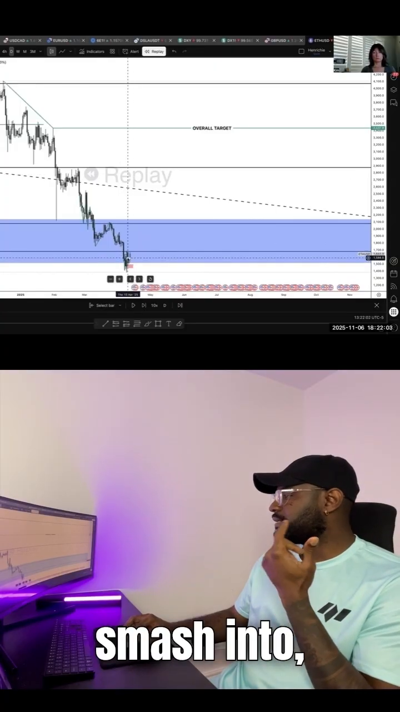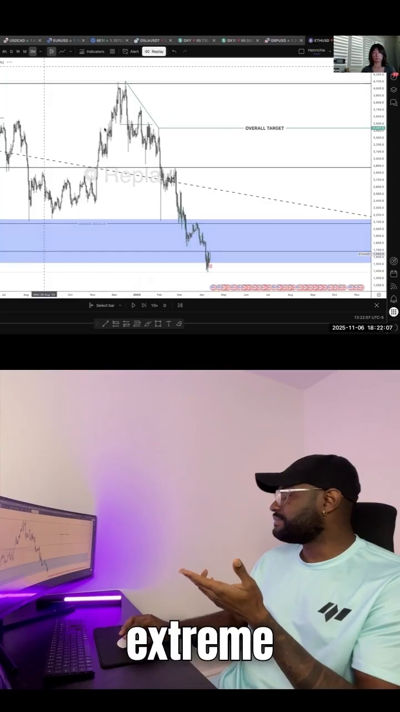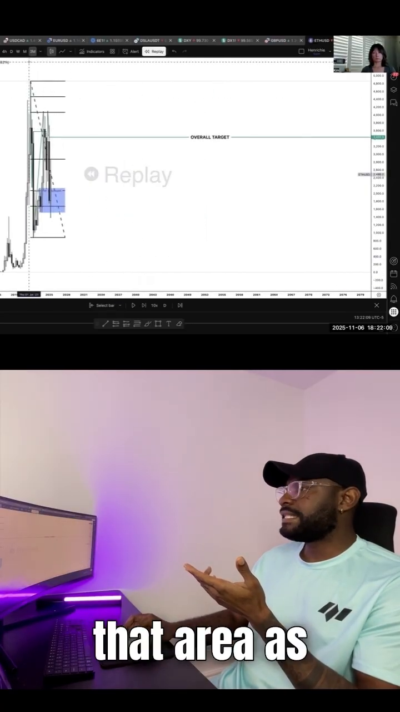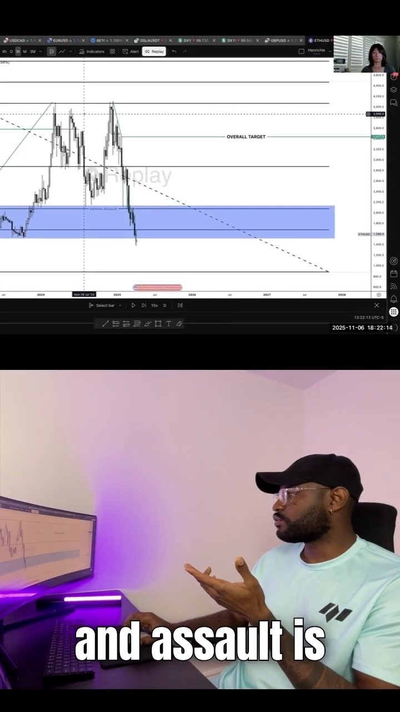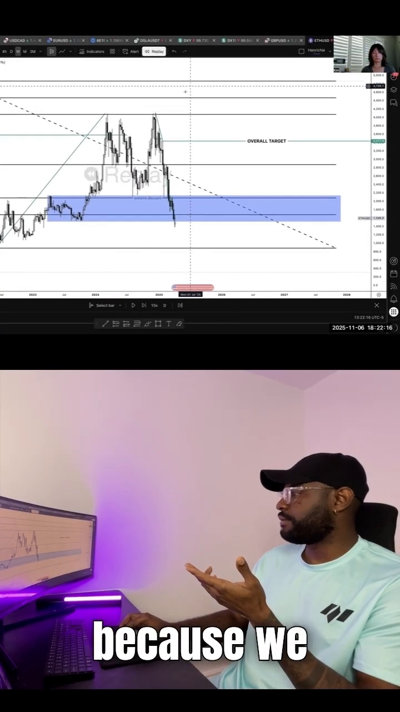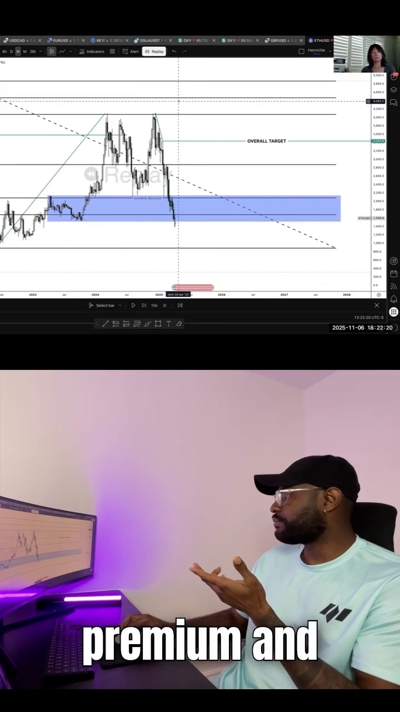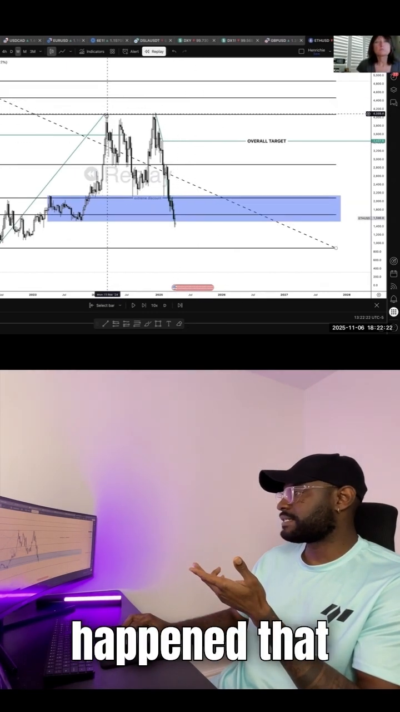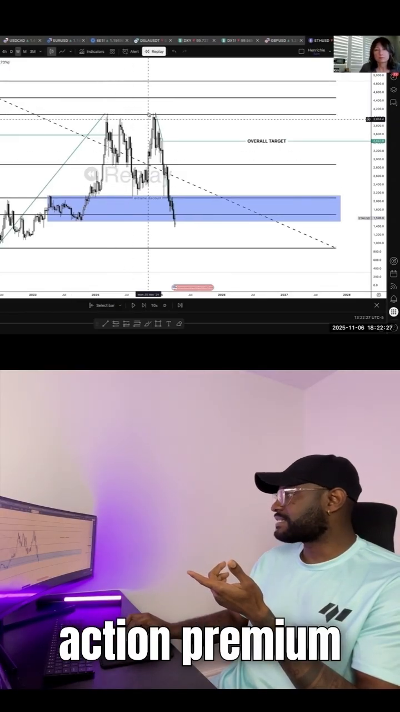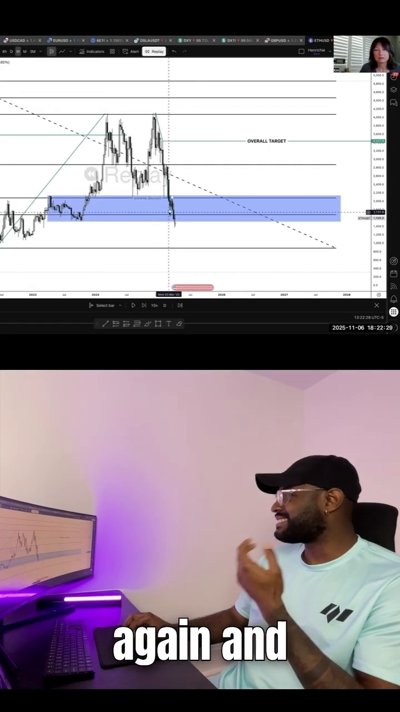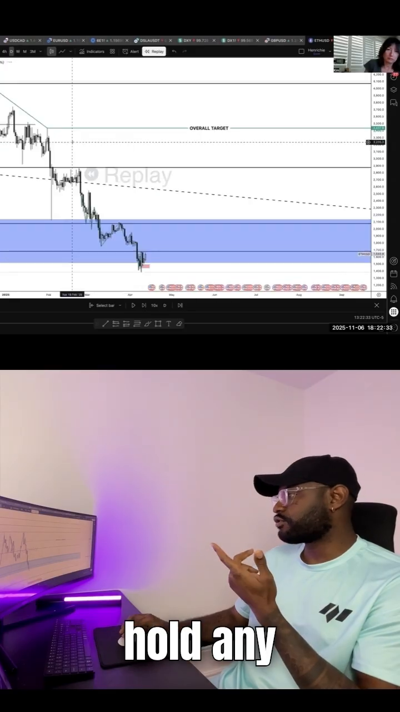Remember that we're using 3-month inefficiency, overall extreme discounts, and that area as well. The area we're targeting as well is before the extreme premium because we don't want to hold this trade to hit extreme premium because it can hit extreme premium and reverse on us. Look at what happened at extreme premium here. It hit the extreme premium and reversed and hit it again and still reversed again the second time, twice. So we don't want to hold any position to hit extreme premium.